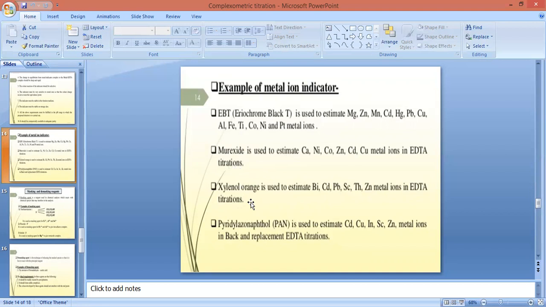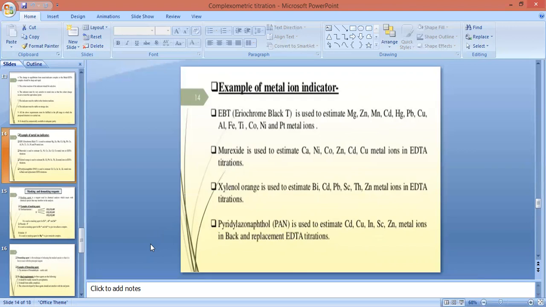And the last type of metal ion indicator used in complexometric titration is pyridylazonaphthol, also known as PAN, which is particularly used for determination of drug substances containing metal ion in the form of Cd, Cu, iron, Sc, or Zn. That too particularly in back and replacement type of titration. So these are the four types of indicators that are particularly used in determination of specific types of metal ions that come under complexometric titration.